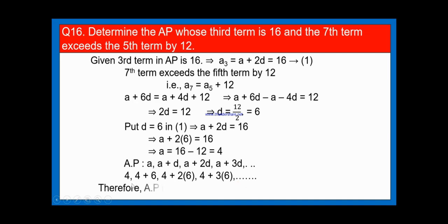If we simplify this, 4 plus 6 is 10. 2 sixes are 12, 12 plus 4 is 16. 3 sixes are 18, 18 plus 4 is 22 and so on. Therefore, the arithmetic progression is 4, 10, 16, 22 and so on. This is the required arithmetic progression.